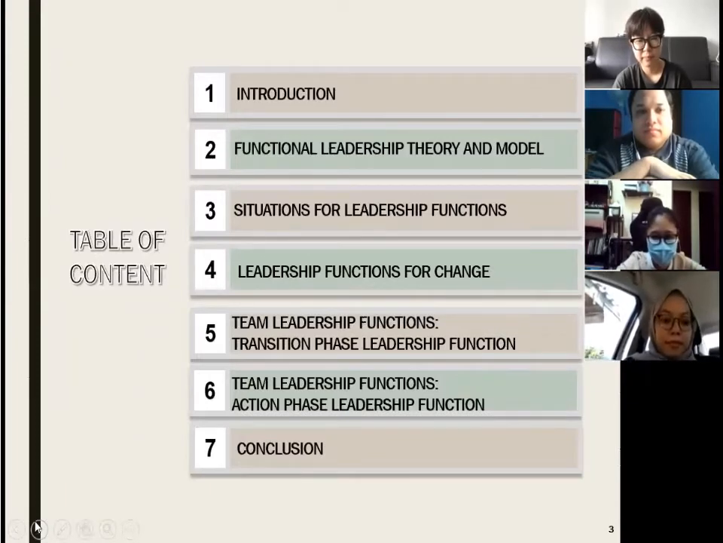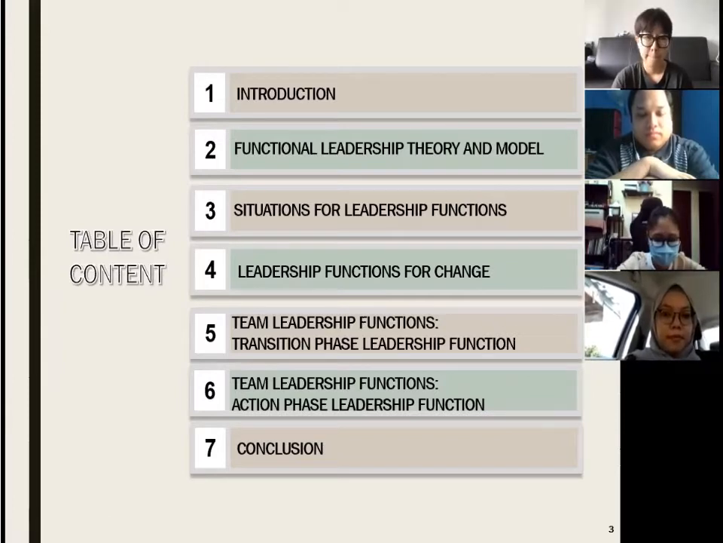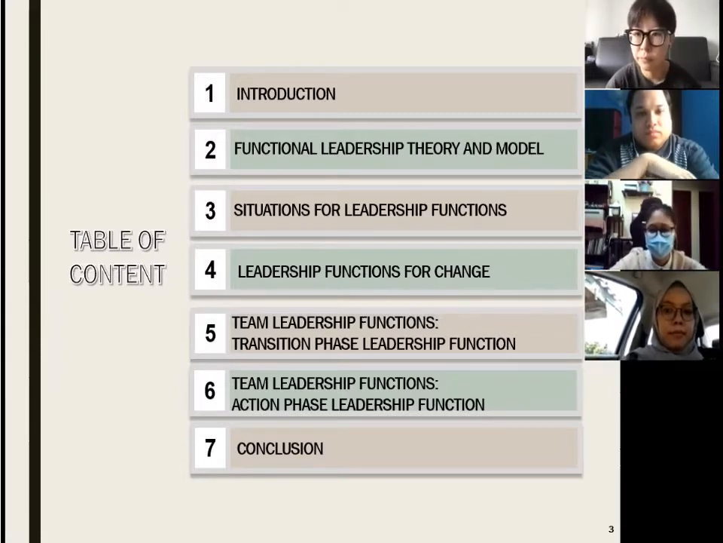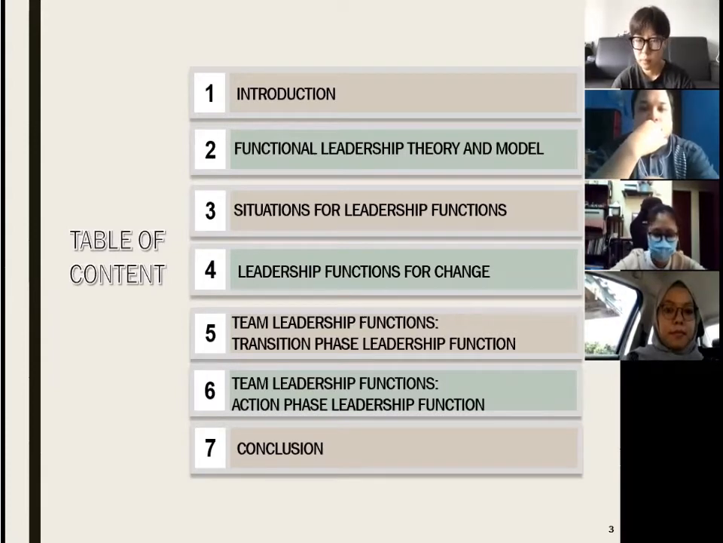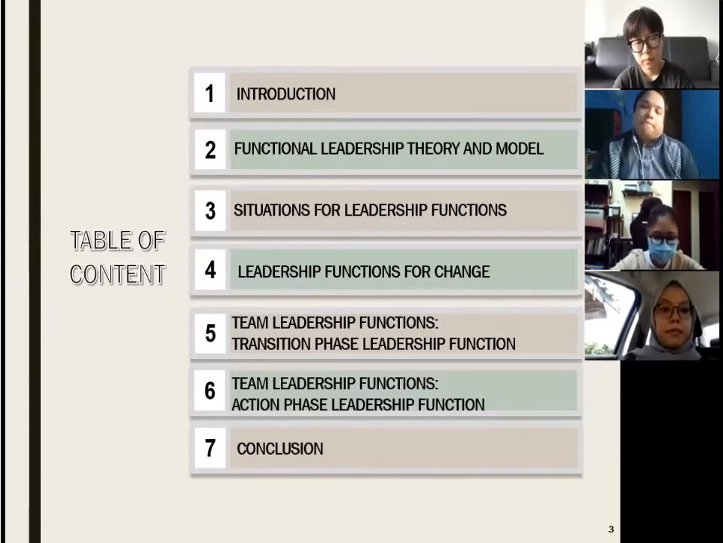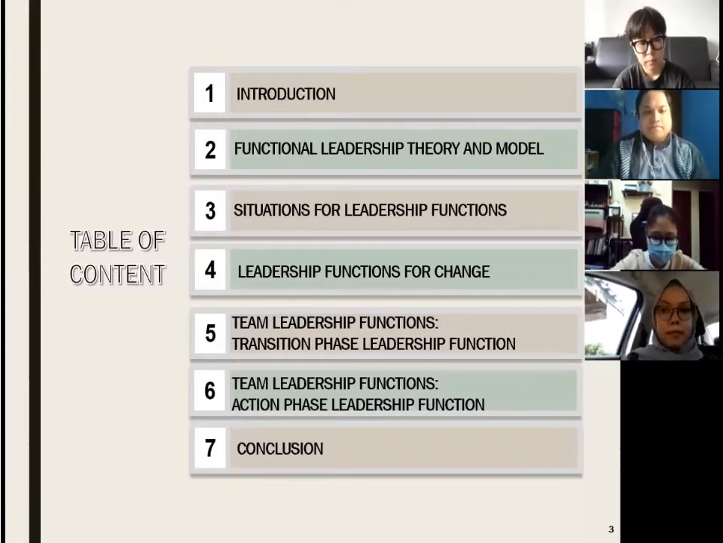This is the content of our presentation. Firstly, we will talk about related theory to leadership, which is functional leadership theory and model. After that, we will elaborate on the role and function of leadership from different scholars. It can be divided into 3. Firstly is situation for leadership function, where it will focus more on leadership function for change. Secondly is team leadership function from the perspective of transition phase leadership function, and then thirdly is action phase leadership function.